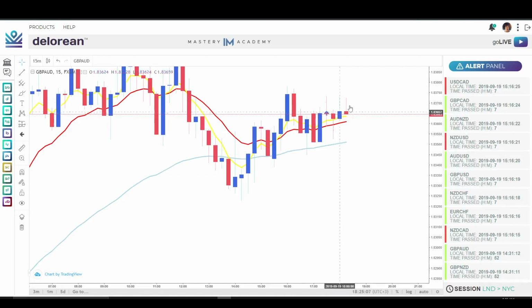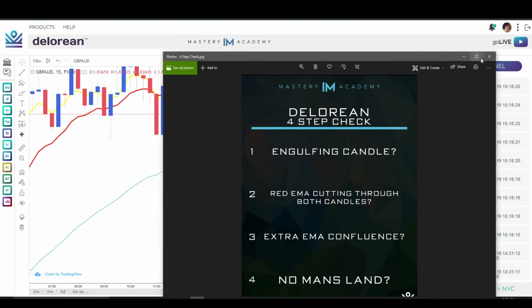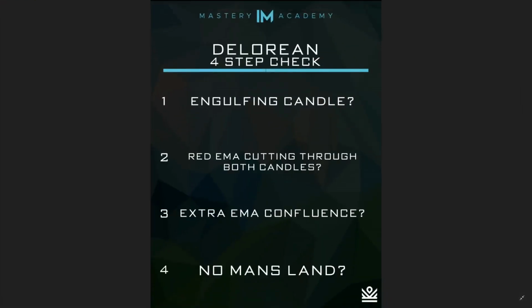Now, as we get started today, the first thing I want to show you is our 4-step check. The Delorean 4-step check is what you need to do to find a good signal. Keep in mind, on the Delorean, you will not be taking all of the buy signals and all of the sell signals. You're going to look at them with this 4-step check and decide if they are a valid signal or not.